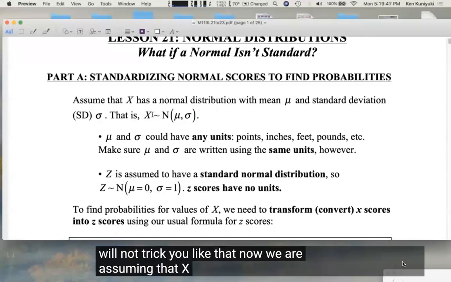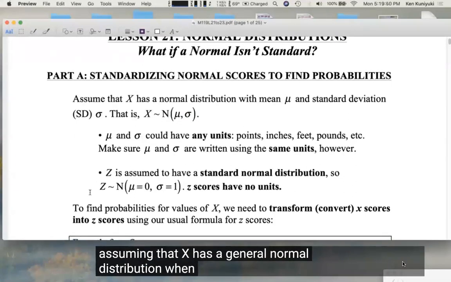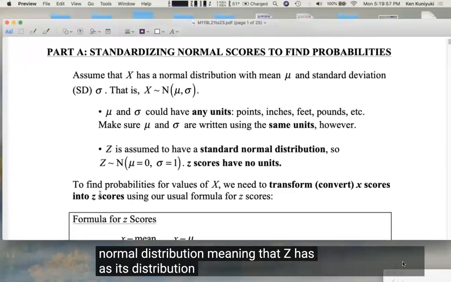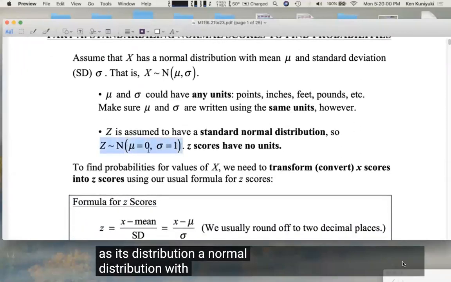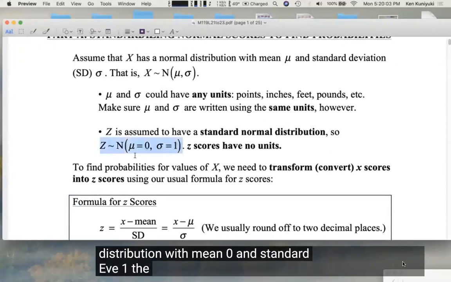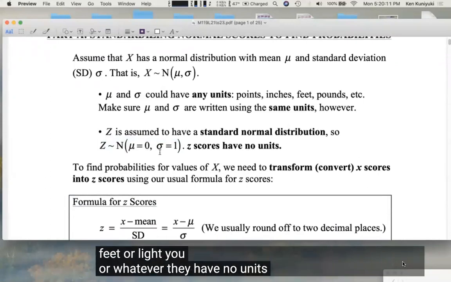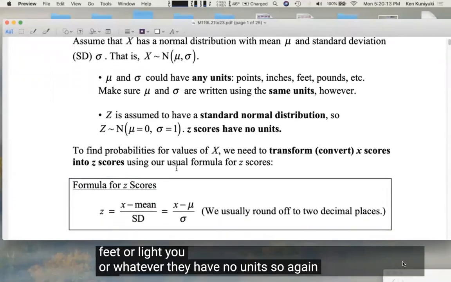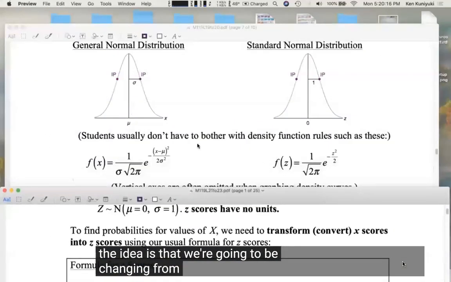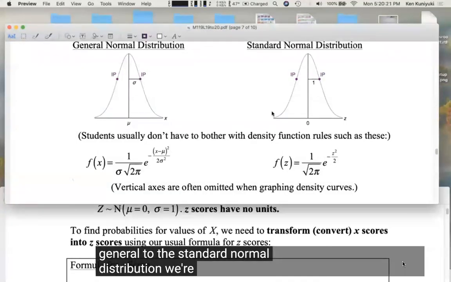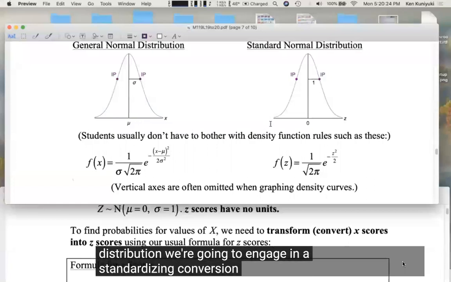Now, we're assuming that X has a general normal distribution. When I write down Z, I'm going to assume that Z has a standard normal distribution, meaning that Z has, as its distribution, a normal distribution with mean 0 and standard dev 1, the standard normal. Z-scores have no units, so these are not going to be in feet or light years or whatever. Again, the idea is that we're going to be changing from the normal distribution in general to the standard normal distribution. We're going to engage in a standardizing conversion process.